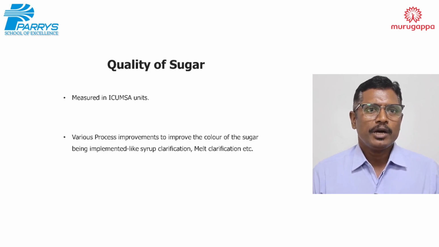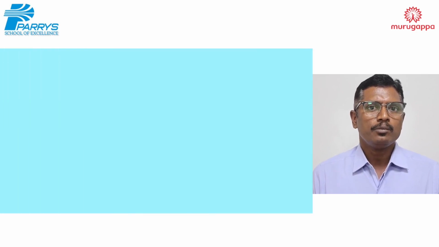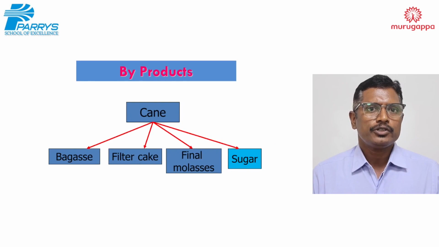The major byproduct from cane is bagasse. Apart from sugar, the main product, there are a few byproducts from cane, which are bagasse, filter cake and final molasses, and the main product is sugar.